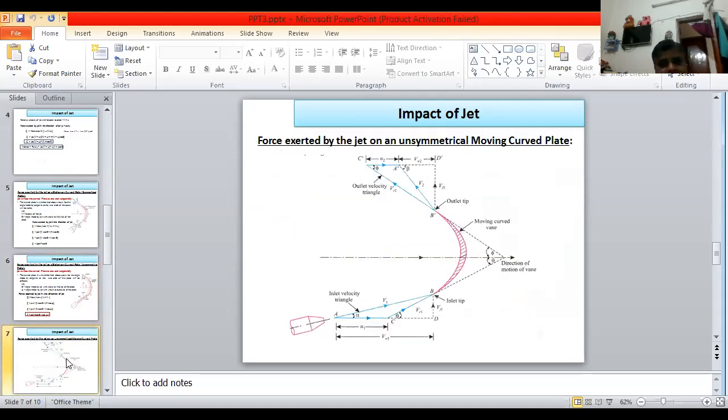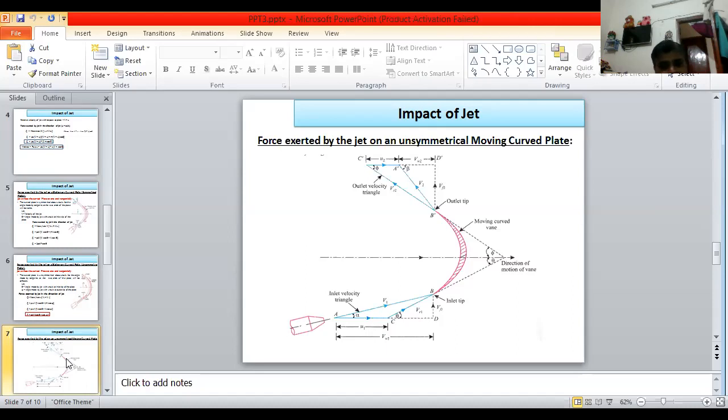Now, force exerted by the jet on an unsymmetrical moving curved plate. Now the curved plate is also moving. Then what is the value of Fx? Here consider two velocity diagrams, velocity triangles at inlet and outlet. This is a very important topic, and based on velocity triangles, pump and turbine are very easy. So please consider here the velocity triangle: how can we create a velocity triangle, how can we make a velocity triangle.